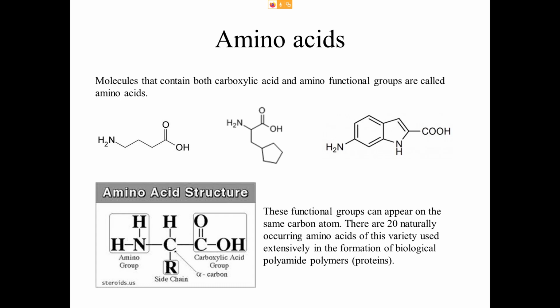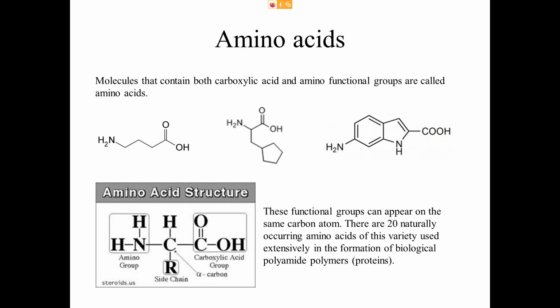Right? So we have a carboxylic acid as our parent chain. On it exists an amino group. That's all amino acid means. And so you need two features to be an amino acid. You need a carboxylic acid and you need an amino group. And they may not necessarily be near each other. Right? So here's some examples in this figure.